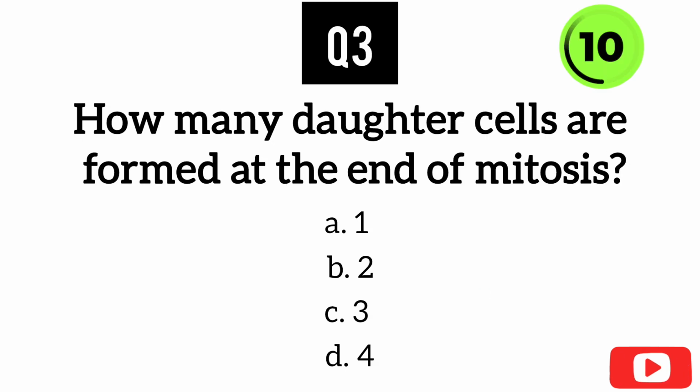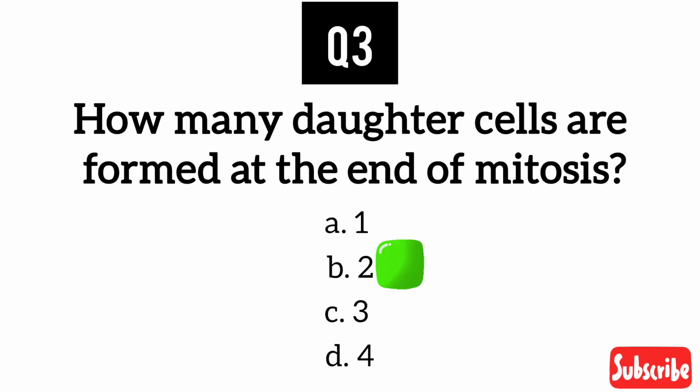Question 3. How many daughter cells are formed at the end of mitosis? A. 1, B. 2, C. 3, D. 4. So the correct answer is 2. Mitosis results in 2 identical daughter cells with the same number of chromosomes as the parent.